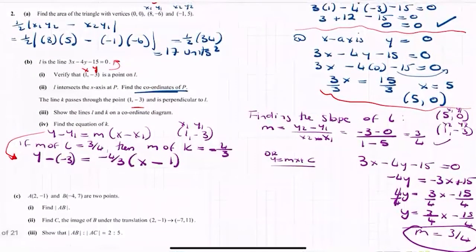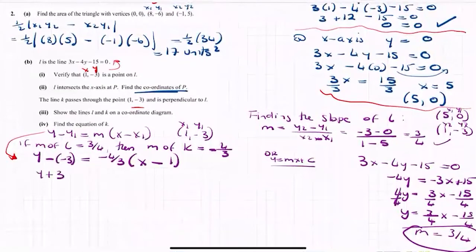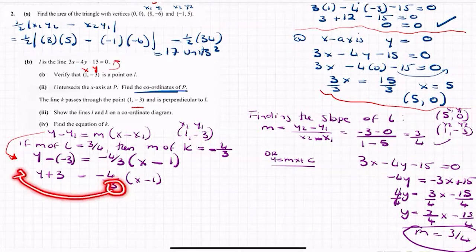Okay, so y minus minus 3 becomes y plus 3. It's gone now. Is equal to minus 4 over 3 times x minus 1. Okay, so all I did there was tidy up these signs to become plus 3. When you have a fraction here, that 3 comes over here. So it becomes 3 by everything on the left is equal to the top one stays where it is, like so.